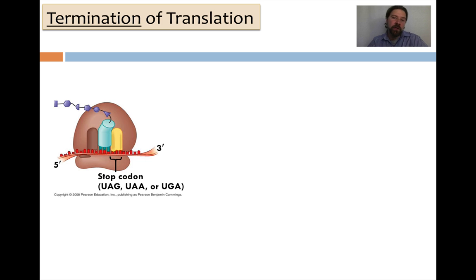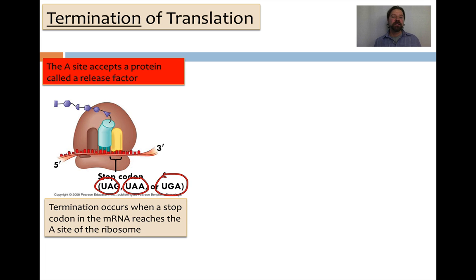Amino acids will be continually added in that way until you reach a particular sequence of letters, codons that code for stop signals. So those 3-letter combinations are UAG, UAA, or UGA. If those 3 letters show up in a codon, what's next is the termination of the translation. What's going to happen is we're going to see that the A site will accept a protein, not an amino acid, but a release factor will come into play.